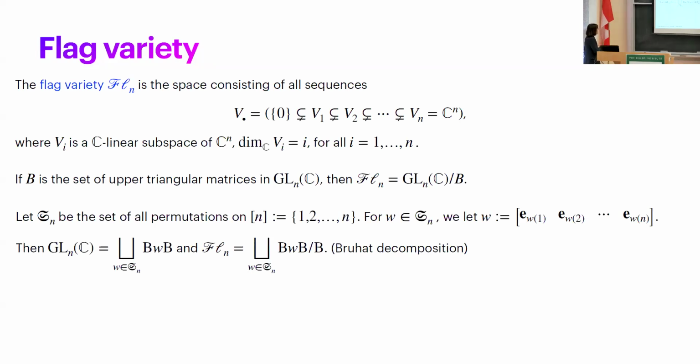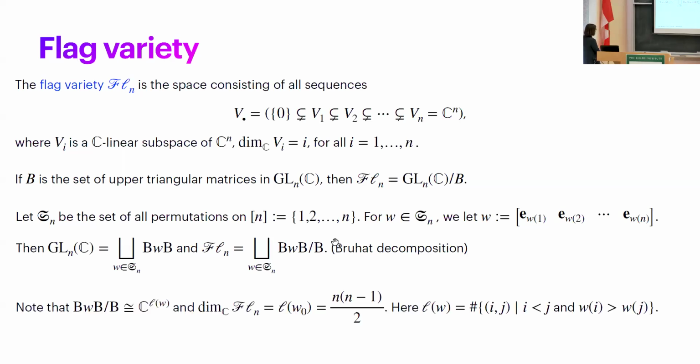And if we let S_n be the set of all permutations on the integers 1 to n, then for each permutation w, we get a permutation matrix. In the general linear group, we have a cell decomposition of the flag variety called the Bruhat decomposition. The flag variety is a disjoint union of the cells BwB mod B. And this BwB mod B is called a Schubert cell, and it is isomorphic to C to the l of w. Here, l of w is the number of inversions of the permutation w. And the dimension of the flag variety is n times n minus 1 over 2.